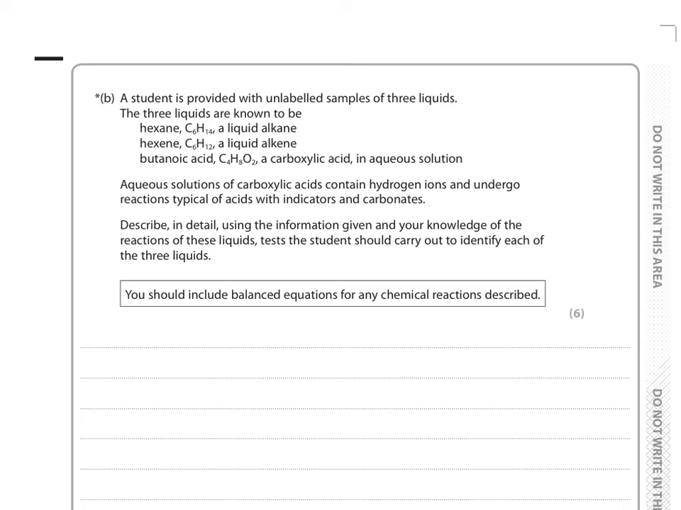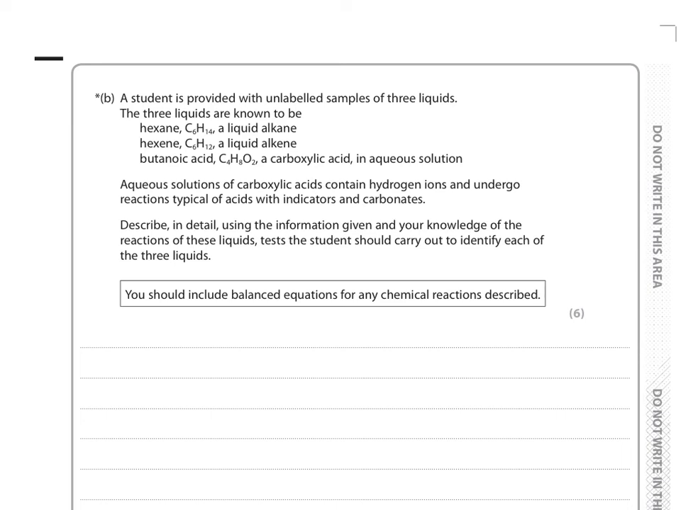Now, before you start, you should know that alkenes can be distinguished from alkanes by reacting with bromine water. Bromine water is orange and it decolorizes, it goes colourless with an alkene, but it stays orange with an alkane. So that's how you distinguish between those two. And it already says that butanoic acid is a weak acid and it reacts with carbonates, so you could react it with a carbonate. So those are your 3.